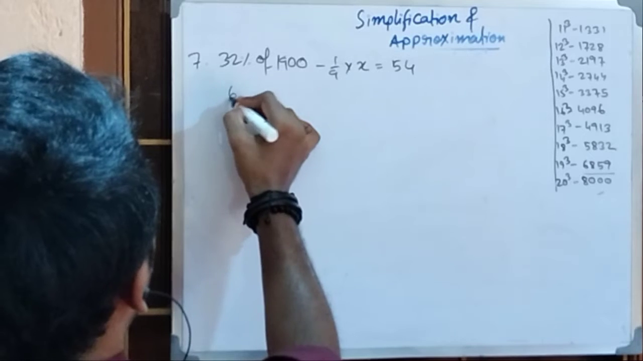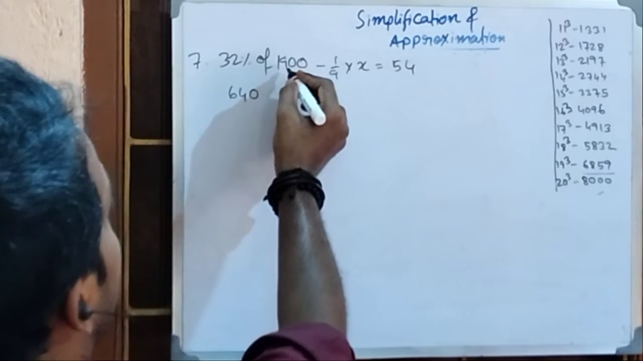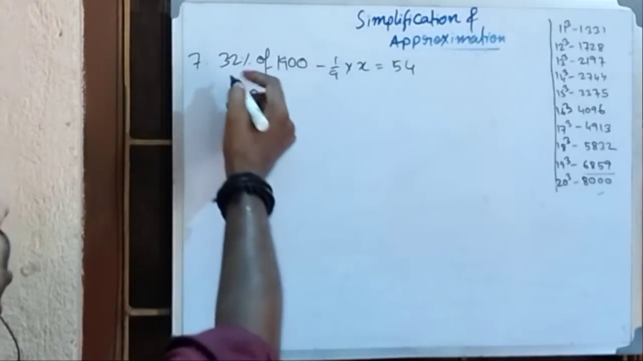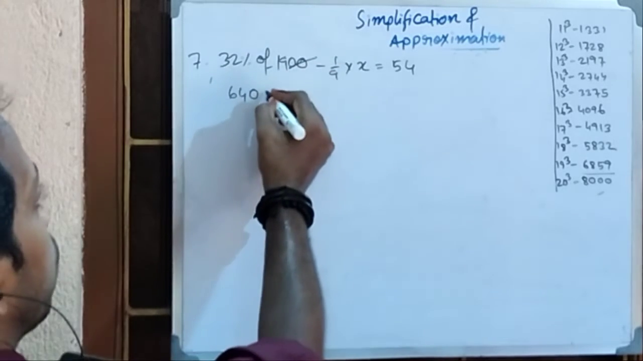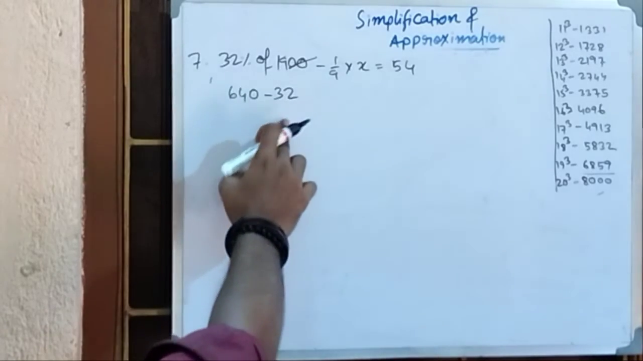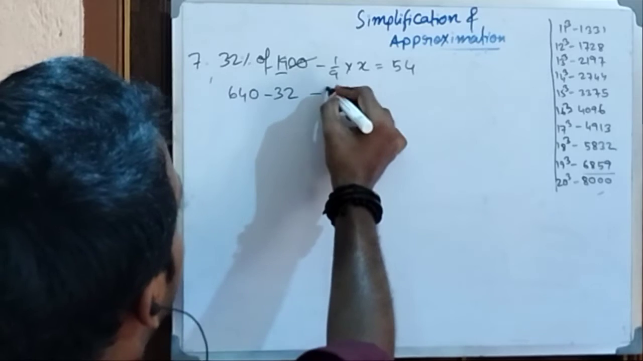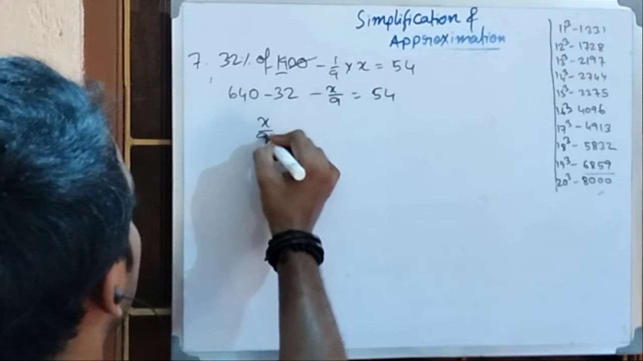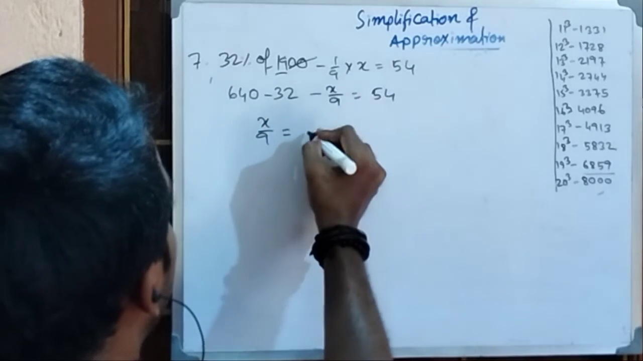32% of 19. So I will take 32 into 19. 20 minus 1 and multiplied by 100. So 100 is gone because there is percentage, so divisible by 100 is here. So this 19 is gone. So 20 into 32, 640, minus 1 you have to take because exactly it is given 19. So 640 minus 32 minus x by 9 equals 54. So here it gives x by 9, 64 minus 608, 46.